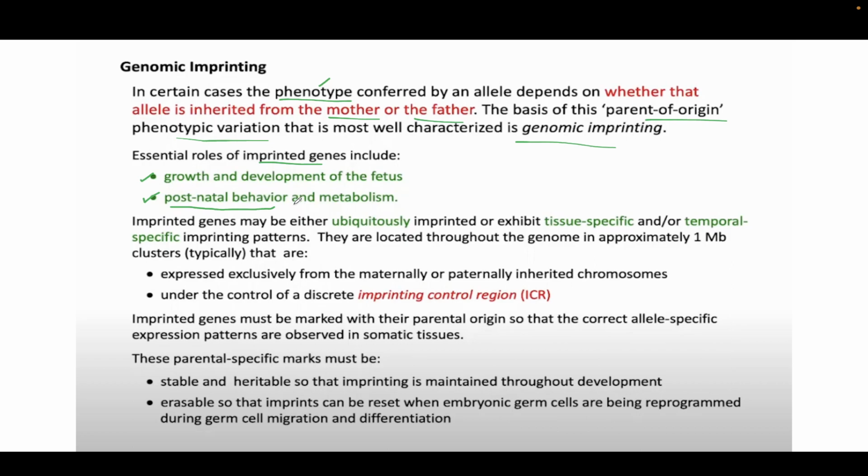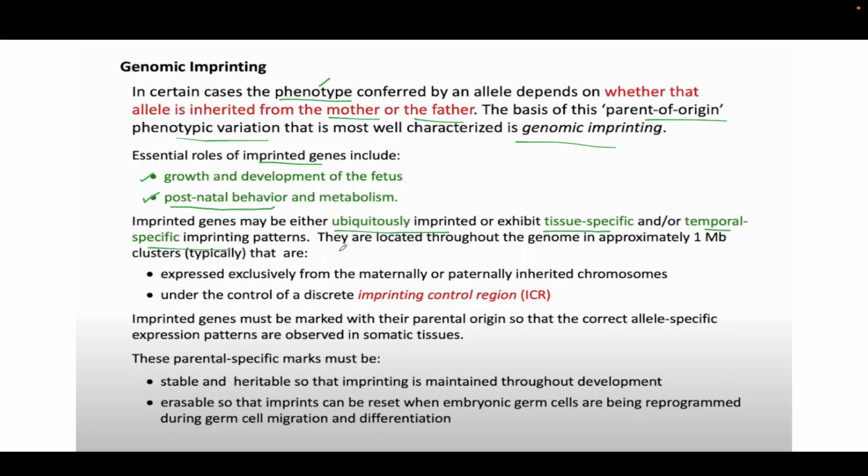So this postnatal behavior of animals generally is highly influenced by genetic imprinting. You will get very good examples of genetic imprinting for different types of animals. Imprinted genes may be either ubiquitously imprinted, that means imprinted throughout the whole body of that organism, or suppressed for all the cells, or exhibit tissue specific or temporal specific imprinting patterns. Got it? Sometimes it shows tissue specific, like for muscle tissue it is showing the imprinting, but for cardiac tissue it is not showing the imprinting process.